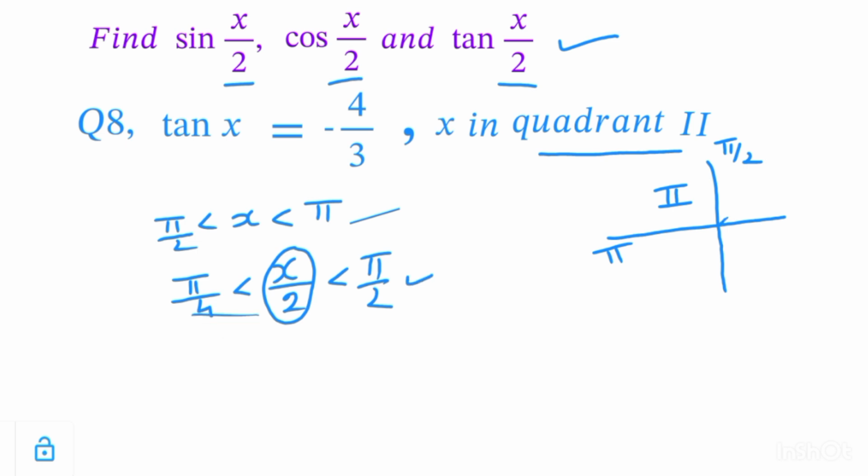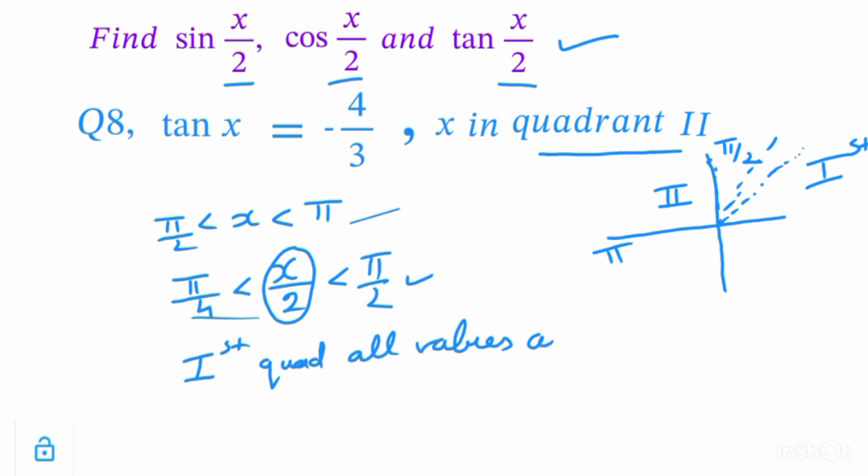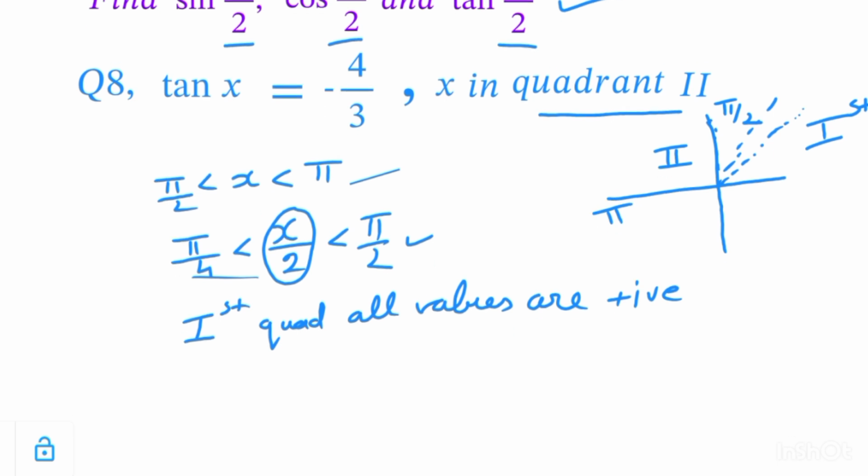So pi by 4 is here somewhere, right? And pi by 2 is this. So value of x by 2 will be somewhere here, that is in first quadrant. And in first quadrant, all values are positive. So all the answers will be positive. So now let us see how to find all the values.